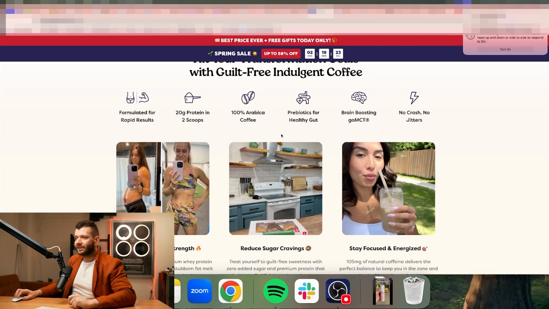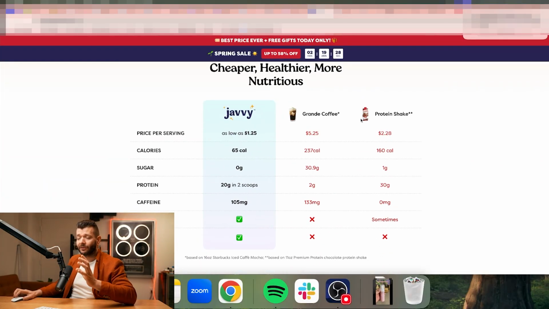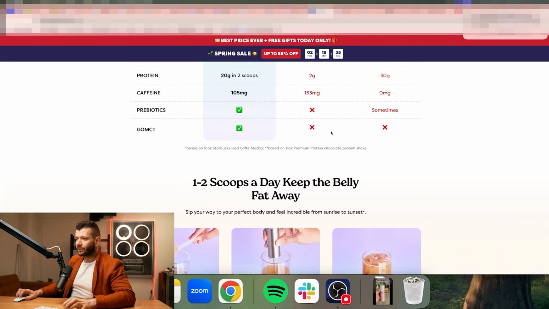Next element is the comparison of their product to other products. Very easy to put together. Even ChatGPT can create these very cool diagrams and nice banners for your business. So you can start using it today.